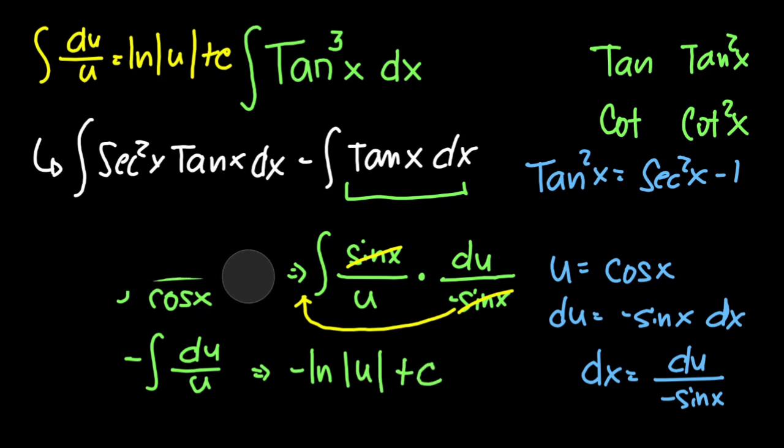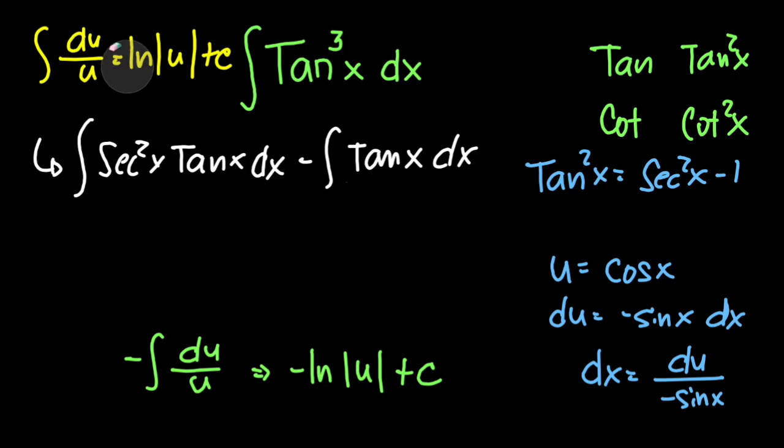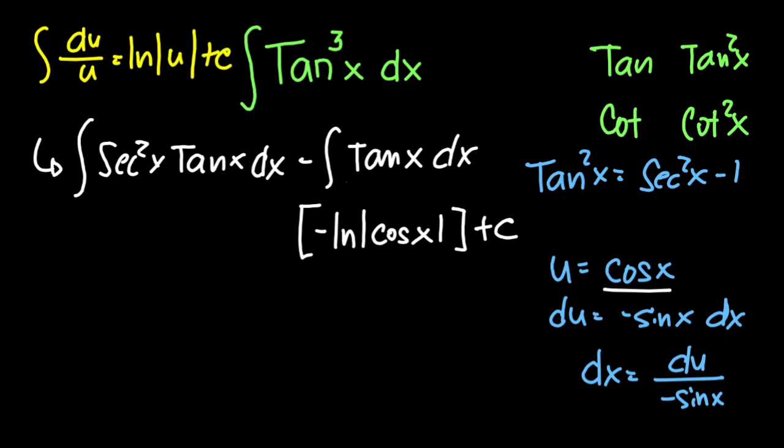So the final answer for the integral of tangent of x here would be equal to negative natural log of the absolute value of cosine of x, since u here is cosine of x, plus c. Note that there is a negative sign in this integral, so this should actually become positive. So this is the answer for this tangent of x.